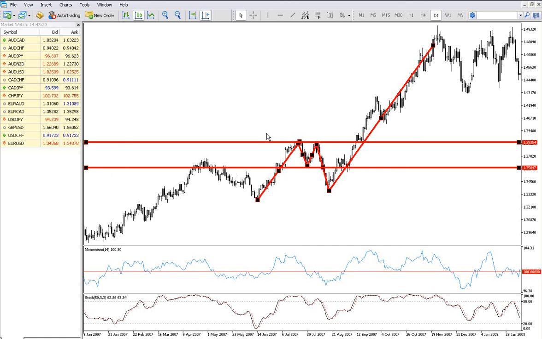But for now, if you just ensure that your double top has a prior uptrend, it has two peaks that are at the same level, and it has a neckline which is the lowest point in between those two peaks, that is how you identify a double top.